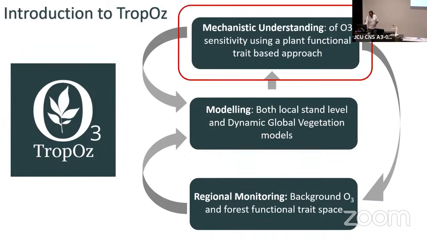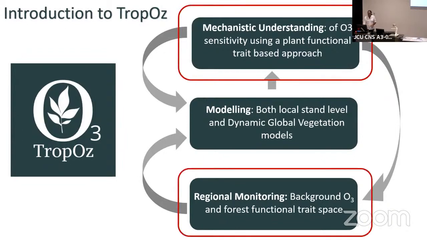I'm going to be really focusing on the first two components, because that's probably all I'm qualified to talk about. I'm not going to be talking about the modeling, but I will touch upon it. If you're really interested in dynamic global vegetation models, I'll put you in touch with Stephen and you can talk about the details together. So at this point, I'd like to introduce you to the TropOz facility.